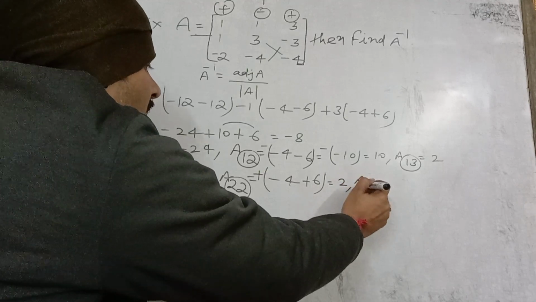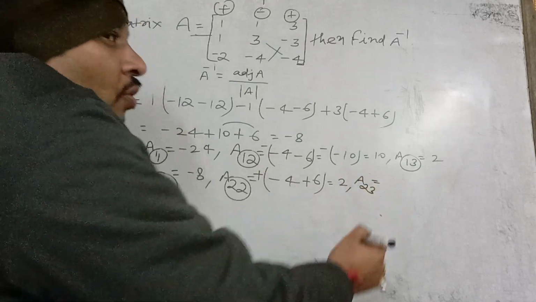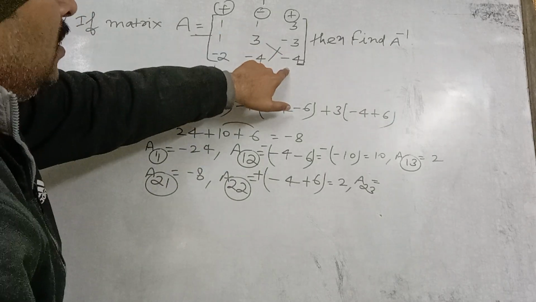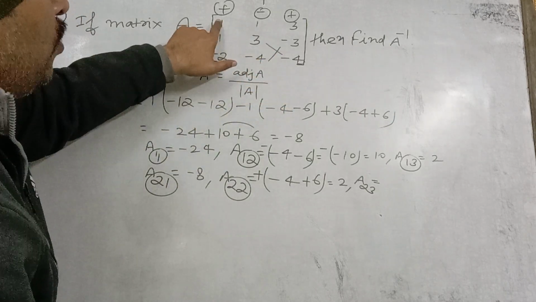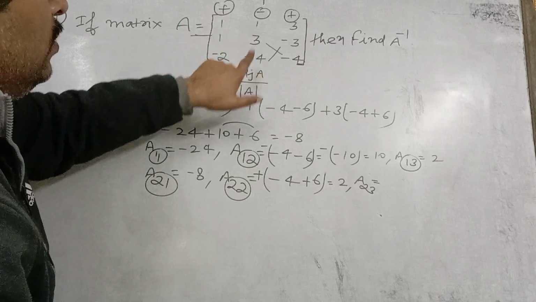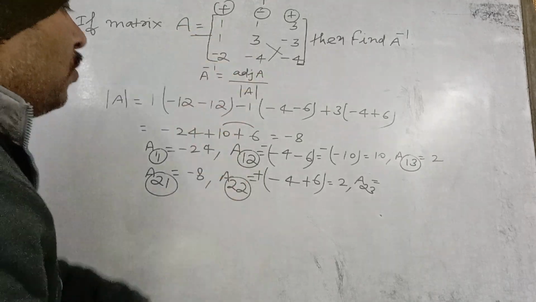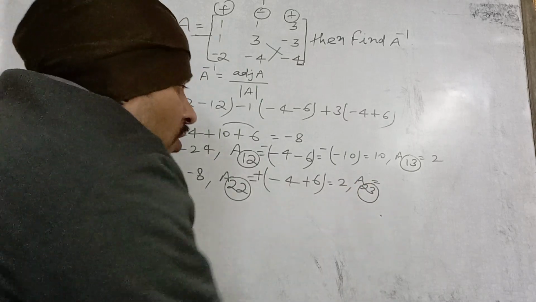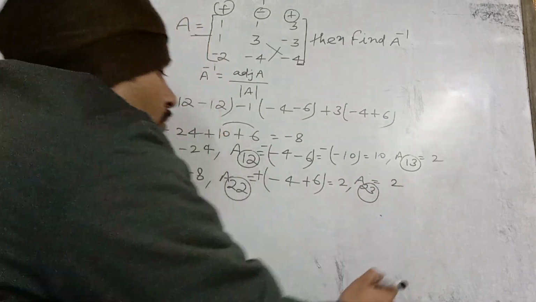Now value of A23. This is the second row, third column. So this value becomes -4 plus 2. -4 plus 2 is -2. But it is odd. So this value becomes positive 2.